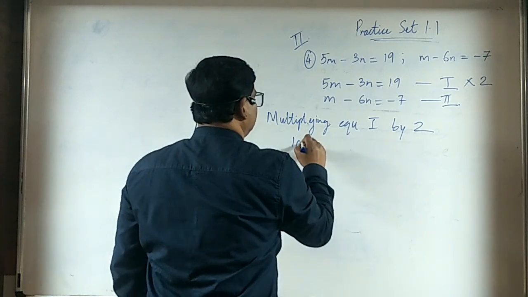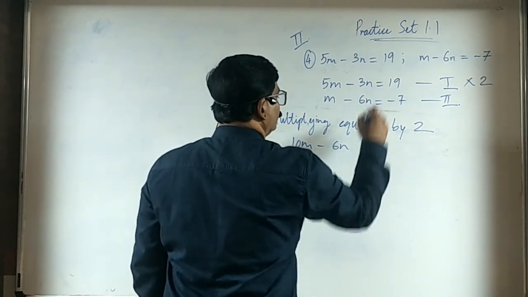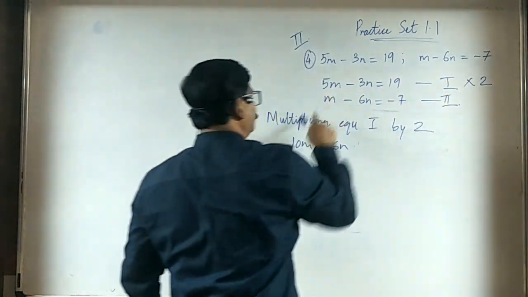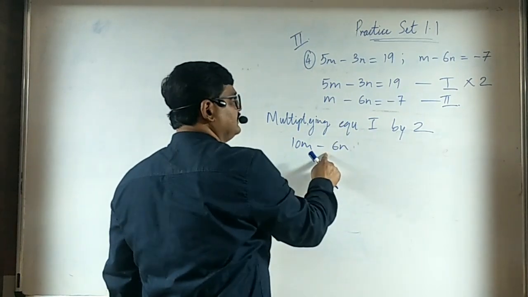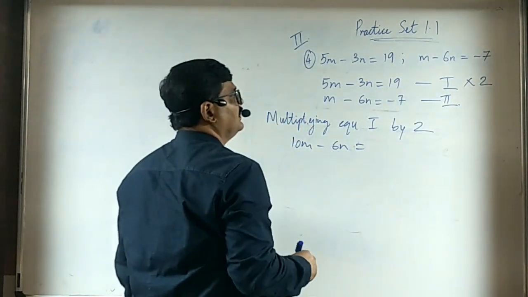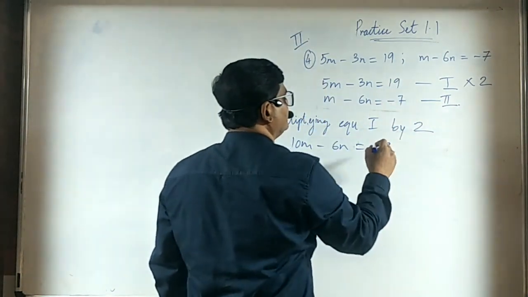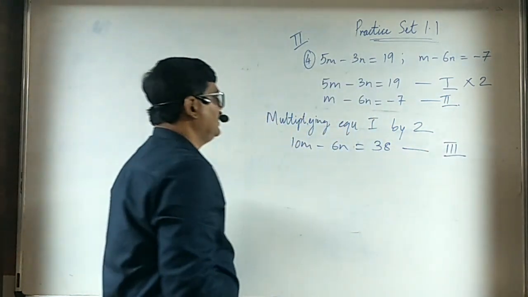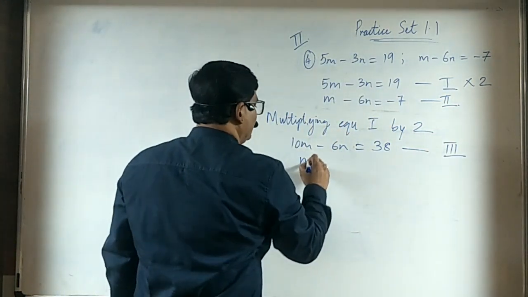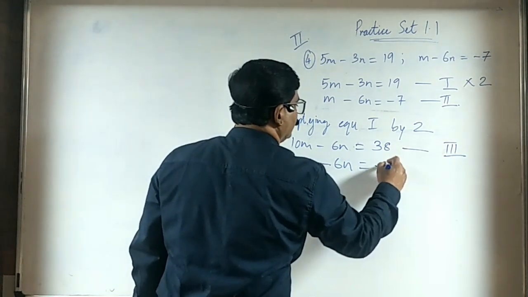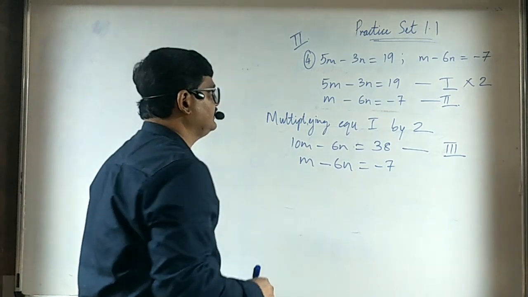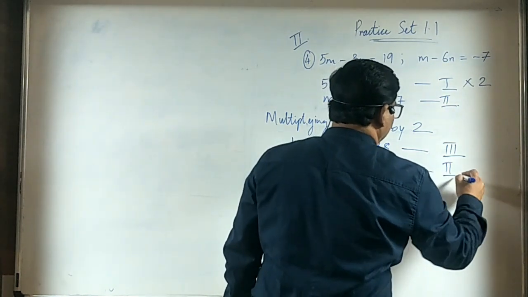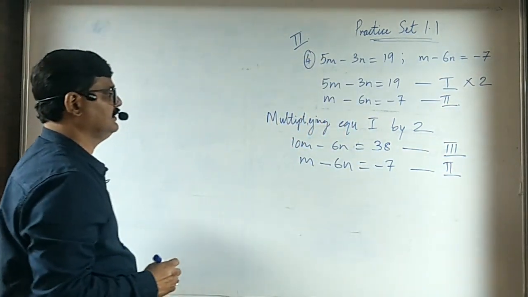So 2 5s are 10m, minus 2 3s are 6n, equal to, 2 multiplied by 19: 2 9s are 18, 1 carry, 2 1s are 2 plus 1 is 3, so I get 38. And I got a new equation. The first equation will now become the third equation, and the second equation has to be written below that. m minus 6n is equal to minus 7.